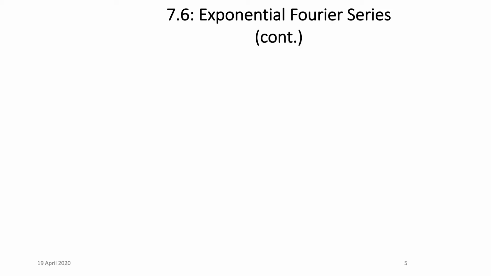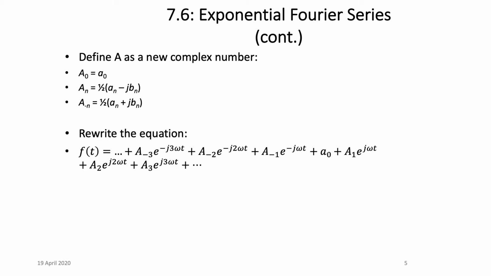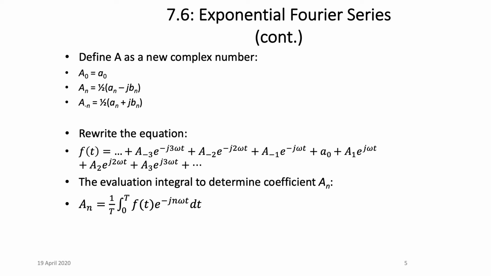If we define Cn as a new complex number, C naught equals A naught, Cn equals 1 over 2 bracket An minus j Bn, where C minus n equals 1 over 2 bracket An plus j Bn. And if we rewrite the equation, we have the exponential Fourier series as shown in this equation. The evaluation integral to determine coefficient Cn is 1 over T integral 0 to T of f(t) e to the minus j n omega t dt.